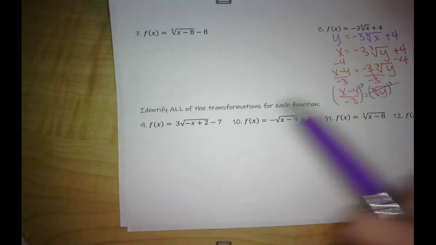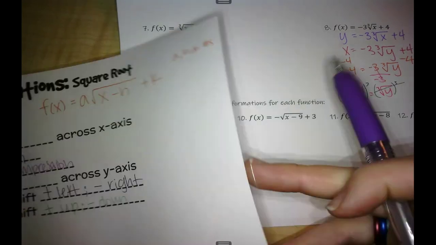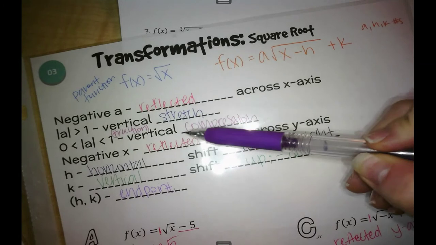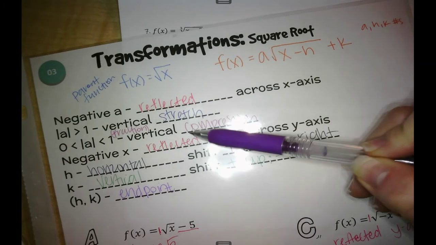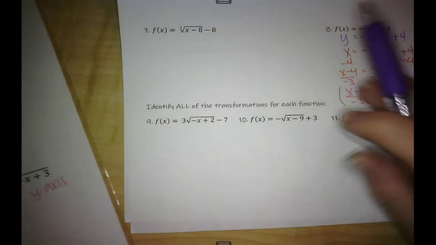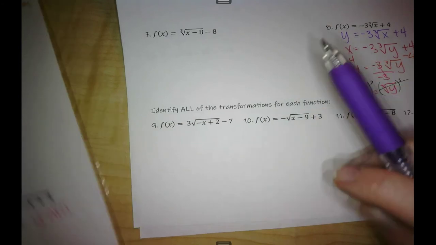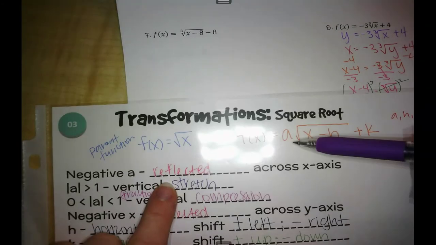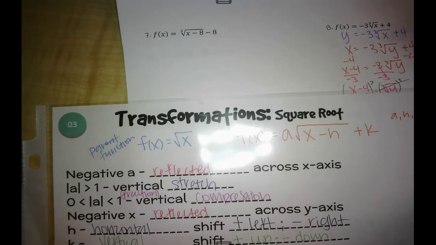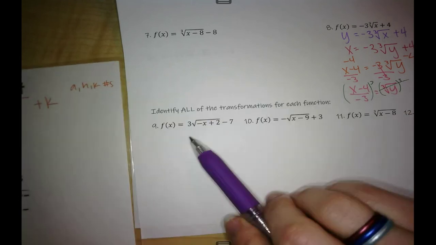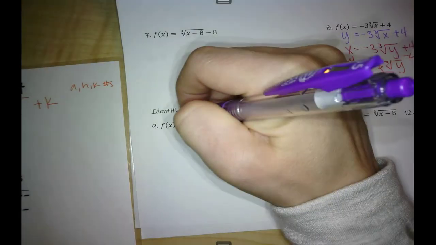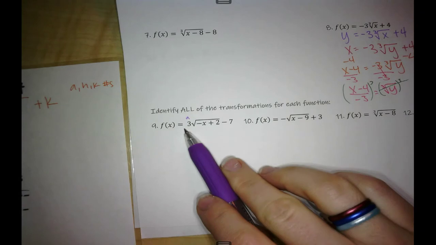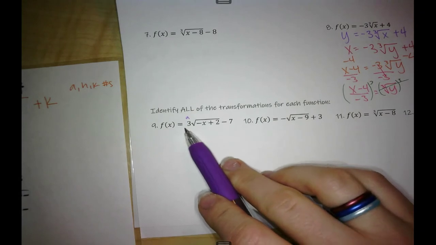This is a square root, so I'm going to look at each of these separately, just like I did in the lesson, to see if we have any of these transformations. So remember, if there is a negative outside the A, then it's reflected over the x-axis. Do I have a negative? Where's my A? This is my A, right? That's a positive number, so we are not reflecting over the x-axis.